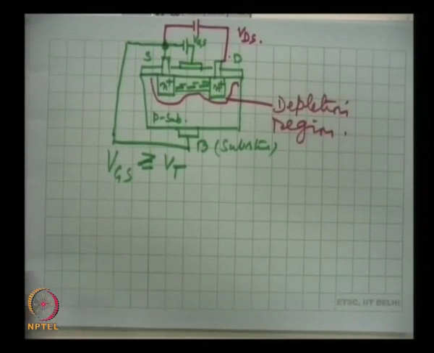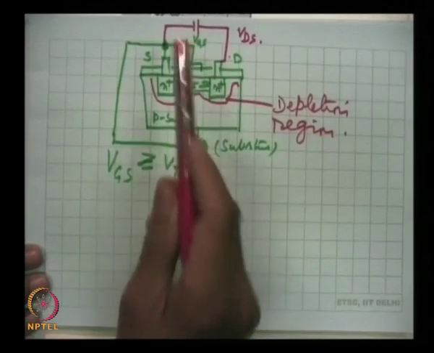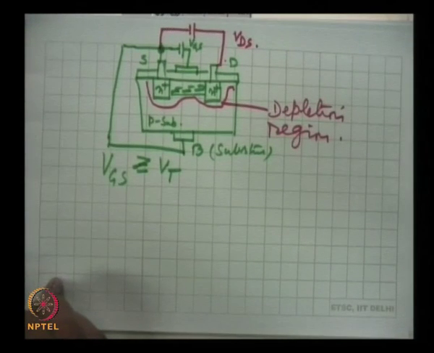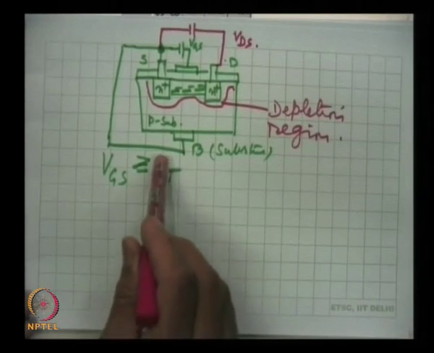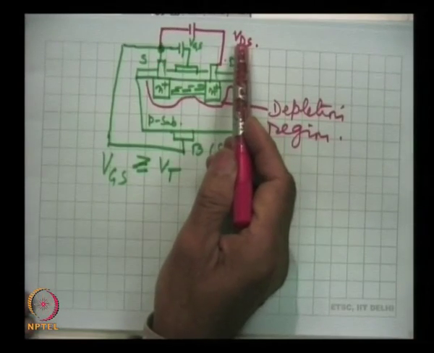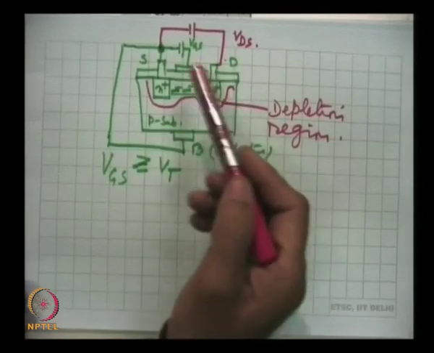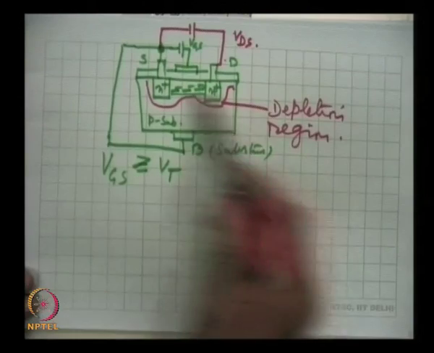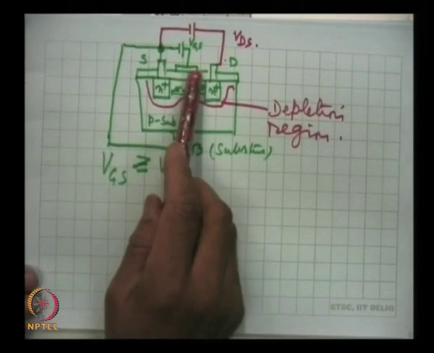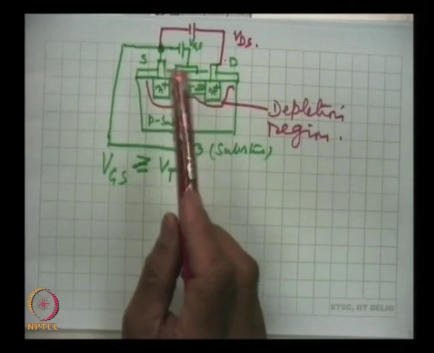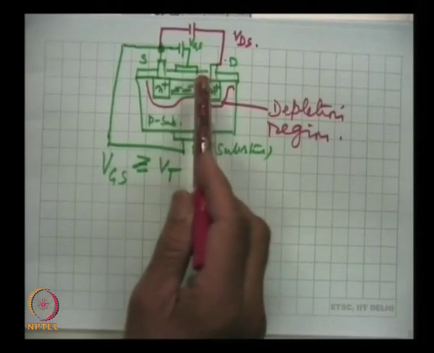So, let me say what I am saying. Once the channel is formed, let us keep at certain voltage, VGS has to be positive, has to be higher than Vt, and then we change, we start from 0 voltage, drain source voltage 0, and then we go for 1, 2, 3, 4, 5 volts, 10 volts. So, the current will be a function of this voltage, and we will draw the characteristics, that how the saturation will occur and so on.